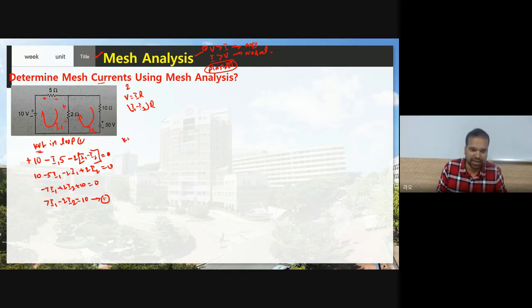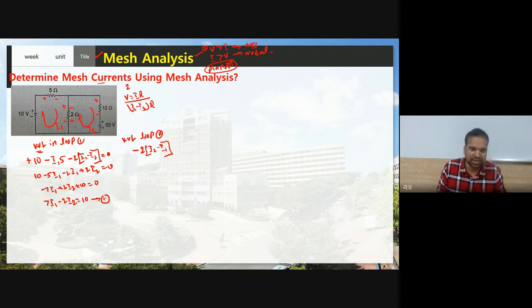Now apply KVL in loop 2. I need to consider the potential based on your current. The current is flowing like this, therefore plus to minus, and the I2 current is coming like this, plus to minus. You should not change the potential for the sources, whether it is a voltage source or a current source. Now here plus to minus, what is the voltage at the 2 ohm? V equal to IR. What is R? 2. And how many currents are flowing? Two currents, I2 and I1. This time I will write I2 minus I1.